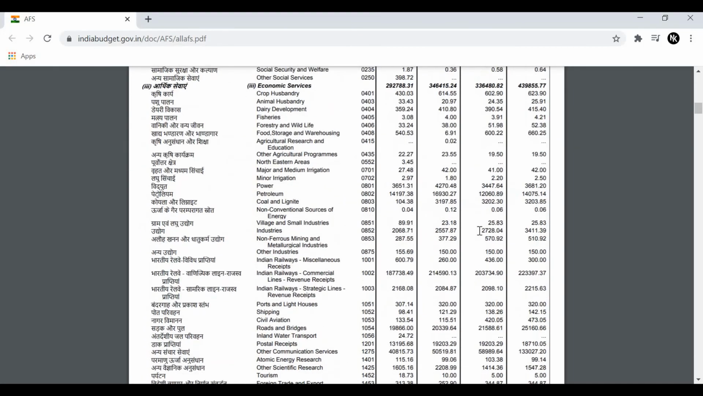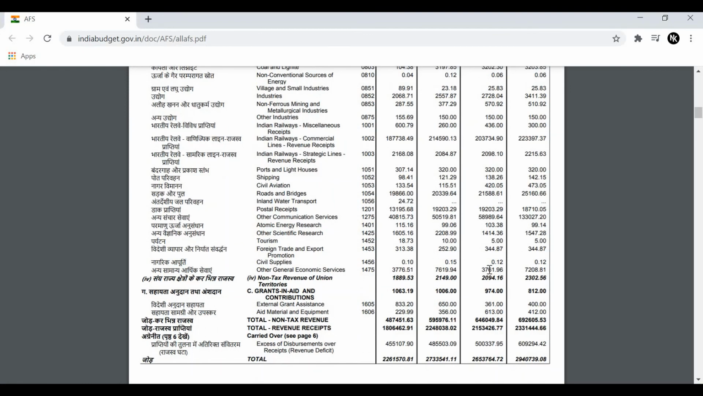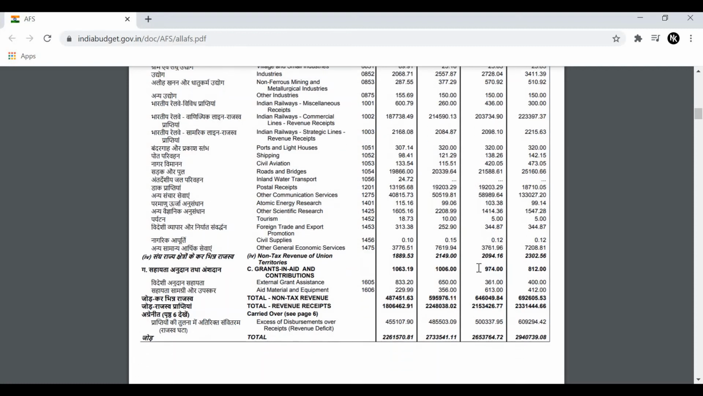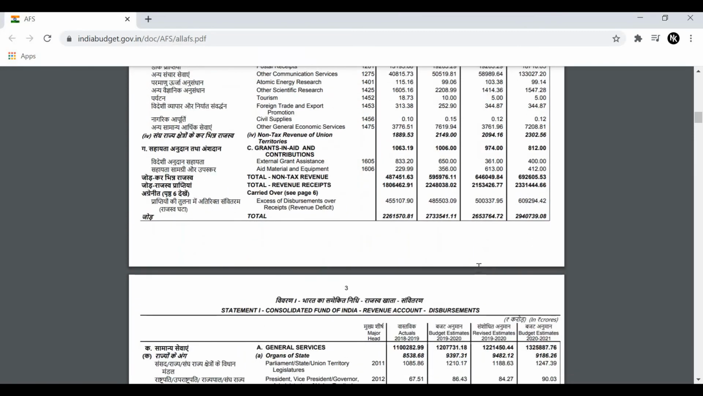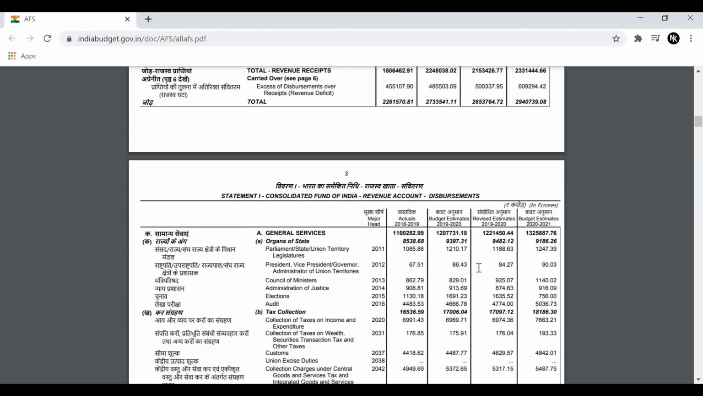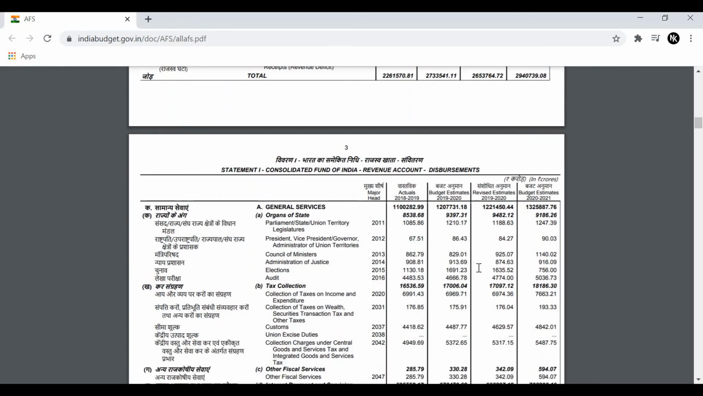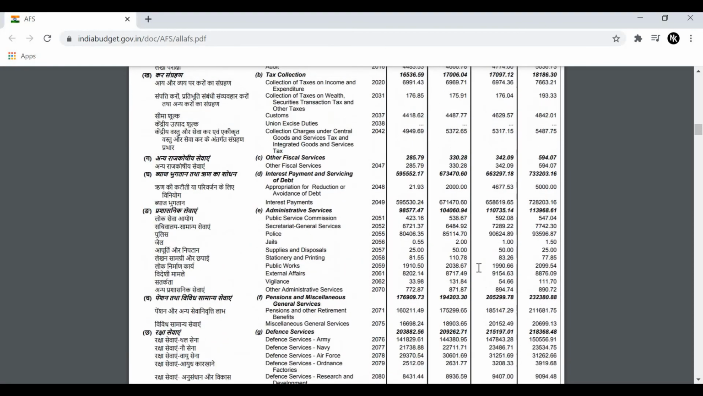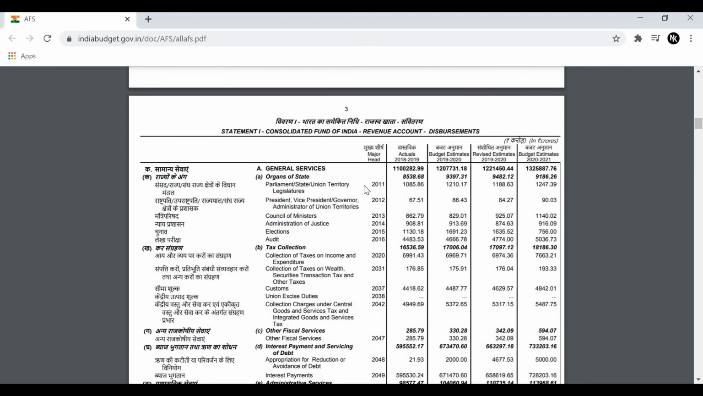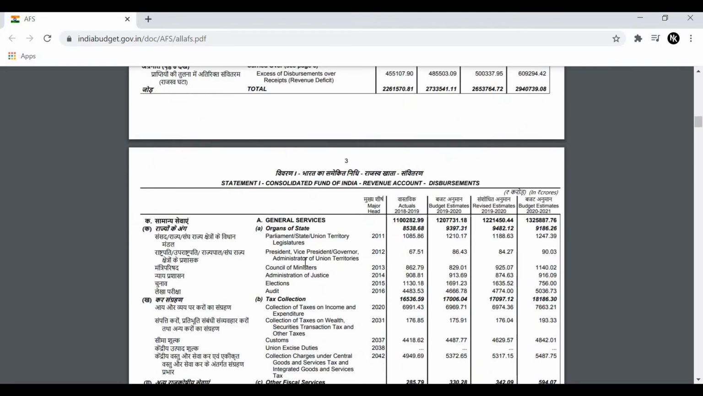So it's safe to say that annually the government is earning nearly 2,900,000 crores from various different sources: tax, non-tax, and grants, and aid and contributions. So this concludes revenue. Now let's move on to the disbursements, also known as expenditure. So now we're moving on to what the government is spending.